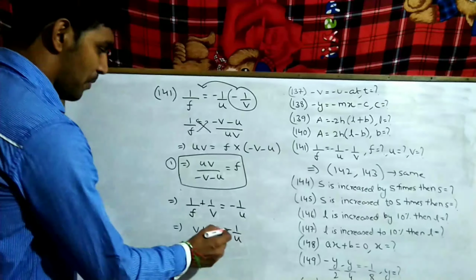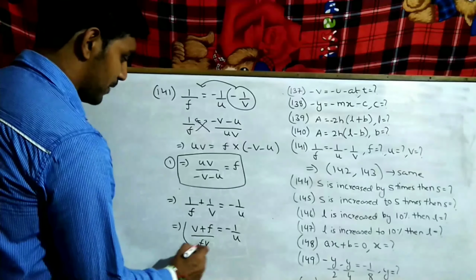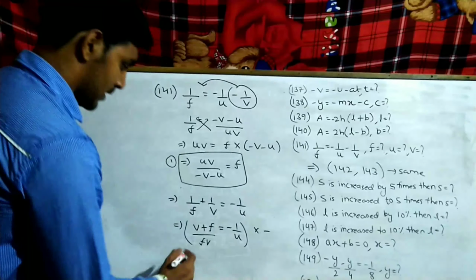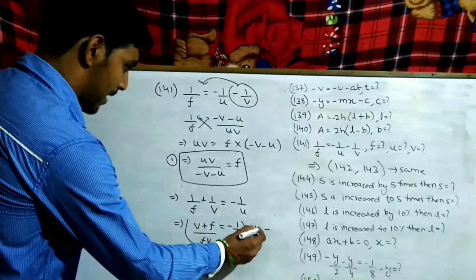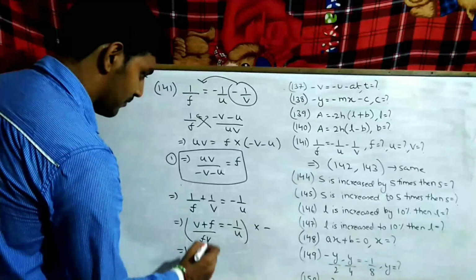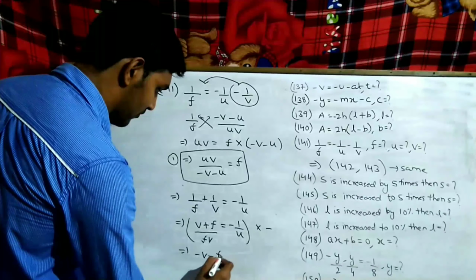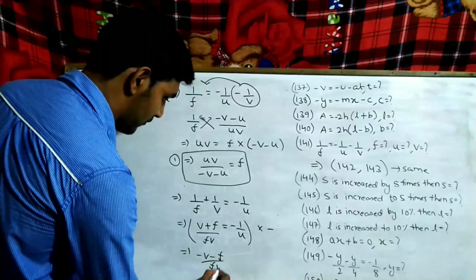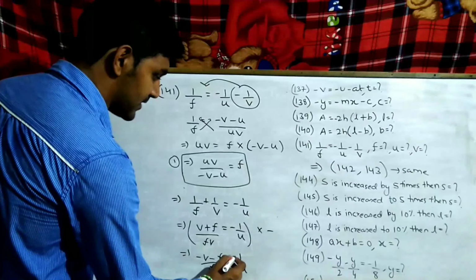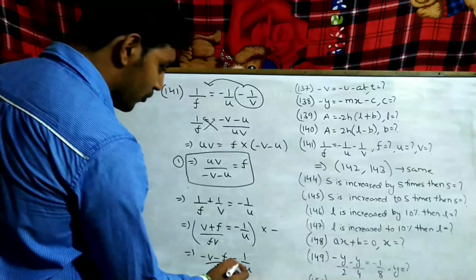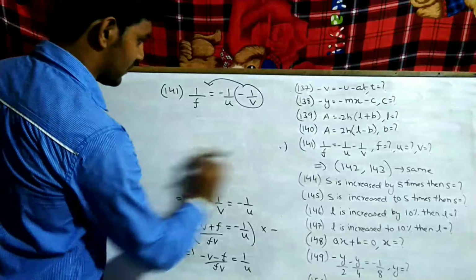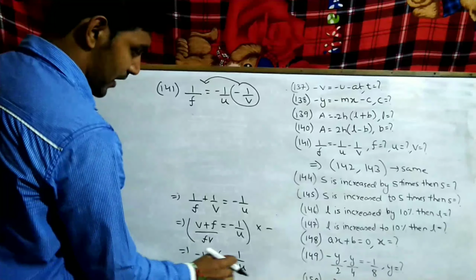Now the minus sign is there, so multiply the total with the minus sign. Minus v minus f over fv is equal to 1 by u, since minus minus becomes plus. Now we have to find the u value.